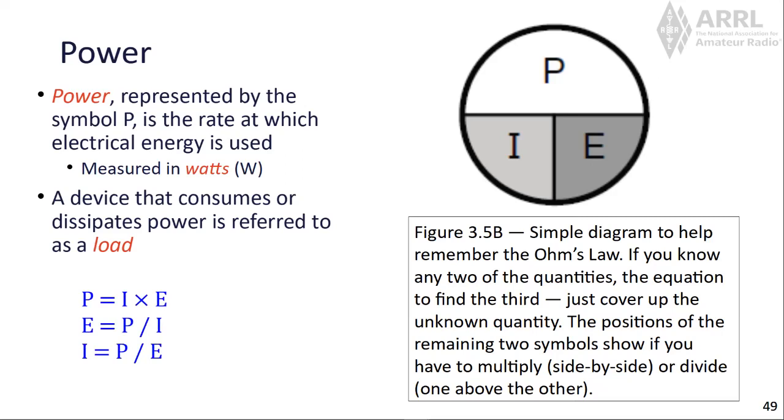Okay, and the formulas are very similar. Power is equal to I times E. E, or the voltage, is equal to power divided by I. And the current is equal to the power divided by E. Okay, so use a circle the same way in calculating power as you would with Ohm's law. All right, next.